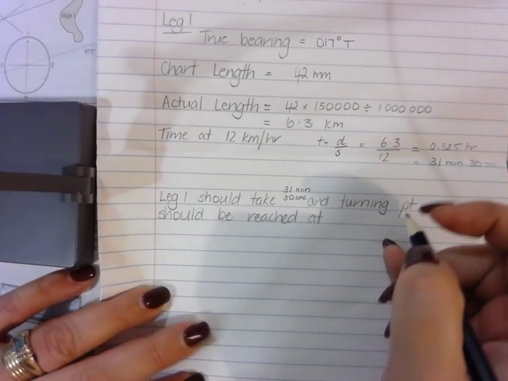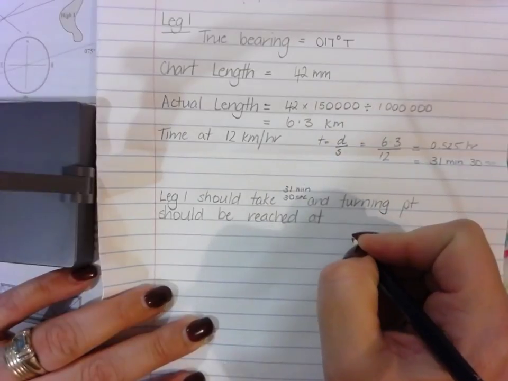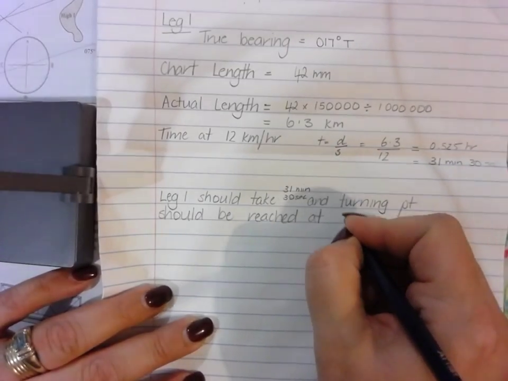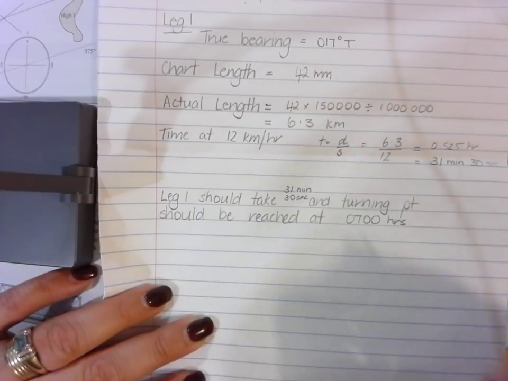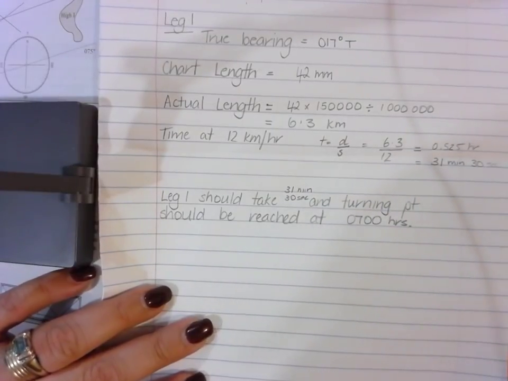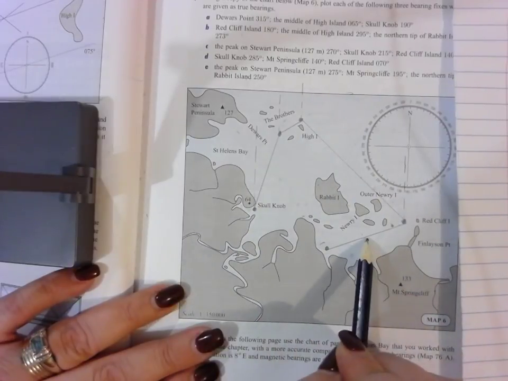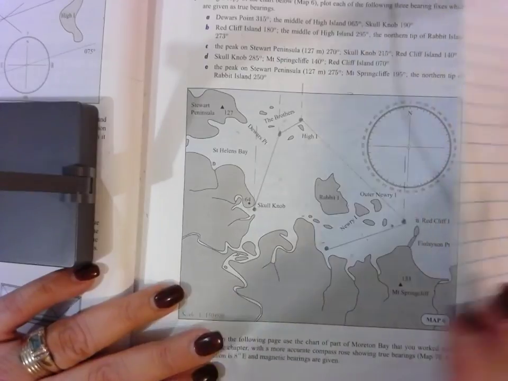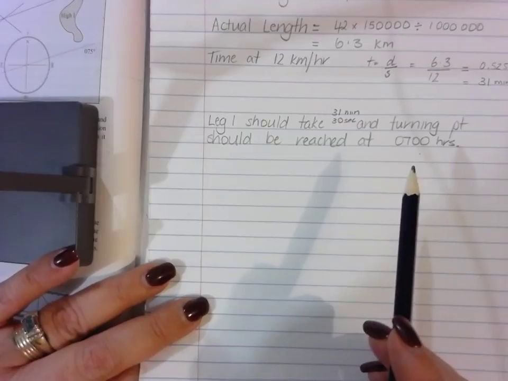and the turning point should be reached at, so we've got 0630 hours, so it'll be approximately 0700 hours. Now we're going to repeat that process for every leg of the journey, and the time we calculate will be added on to the last time we had. And once you've done that, you've plotted your journey.